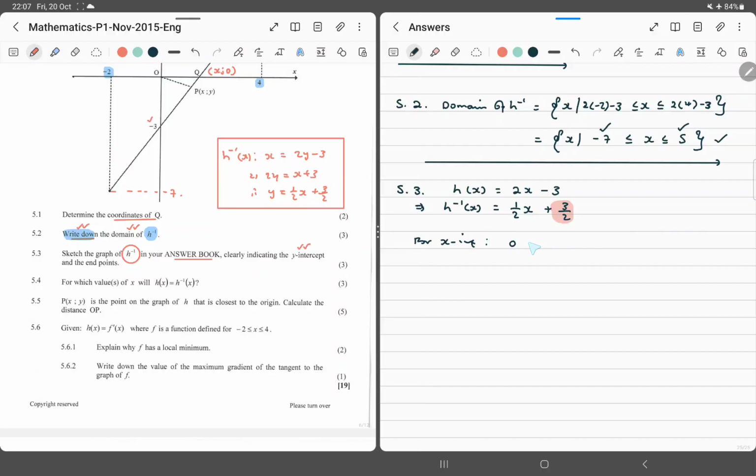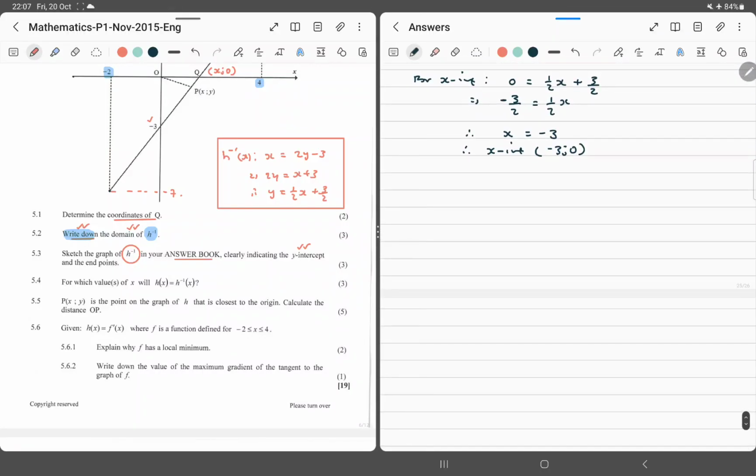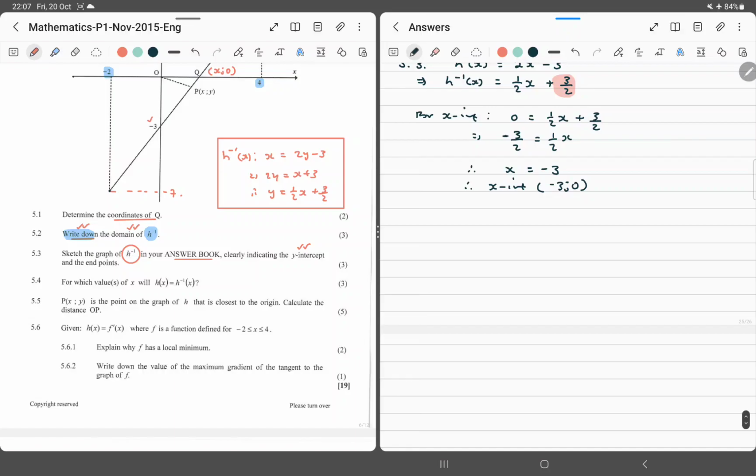So it suggests that 0 is a half of x plus 3 over 2. This implies that minus 3 over 2 is equal to a half of x. Then we divide by half. Therefore, we can tell that x is going to be minus 3. Therefore, our x-intercept is going to be minus 3 and 0. So, this is fairly easy. So we can just draw the graph here.